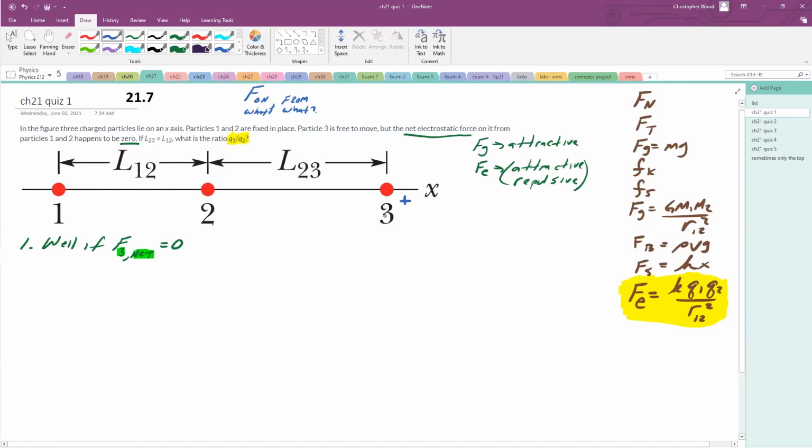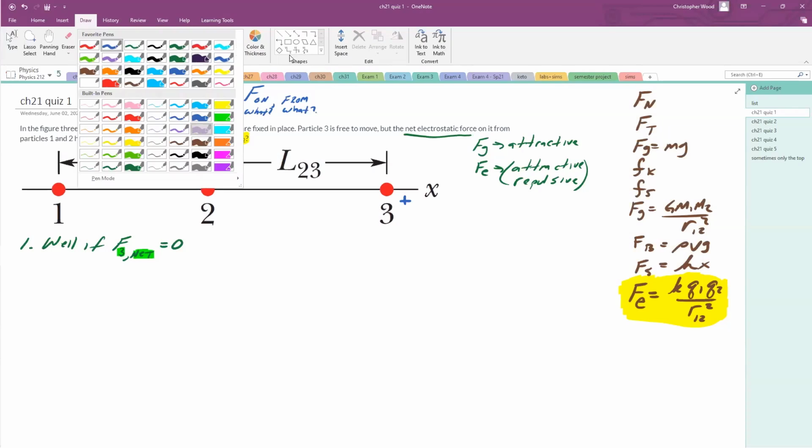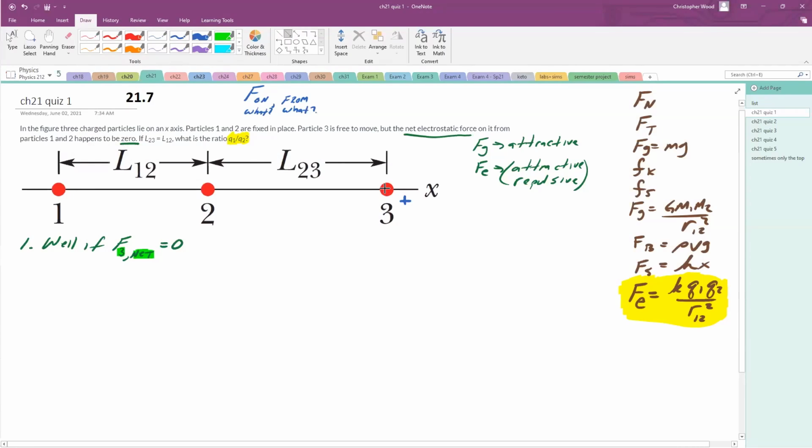If the net force on particle 3 due to particles 1 and 2 is 0, you know what that means? I must have a leftward oriented force. So let's draw that. I must have a force acting on particle 3 that's pulling it leftward, and another force on particle 3 that's pushing it rightward. That has to be the case, because the problem says there's no net force acting on particle 3.